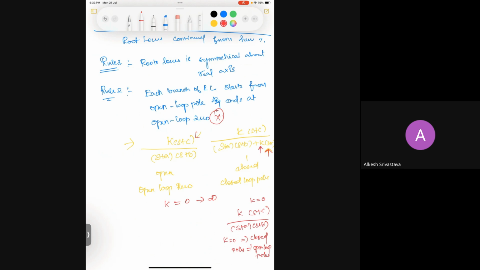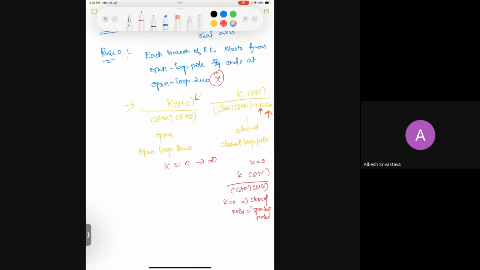Nobody has any doubts. So when k equal to 0, your closed loop poles depend on only your open loop poles. That's why when k equal to 0, it starts with open loop poles. When k equal to infinity, the s plus a and s plus b terms have very minimum influence. This becomes very small. Only the k infinity into s plus c term has more weightage than s plus a and s plus b. So then this will become closed loop poles.